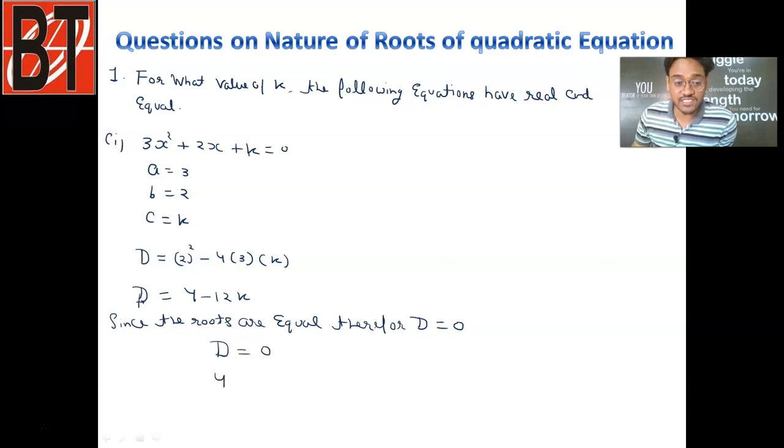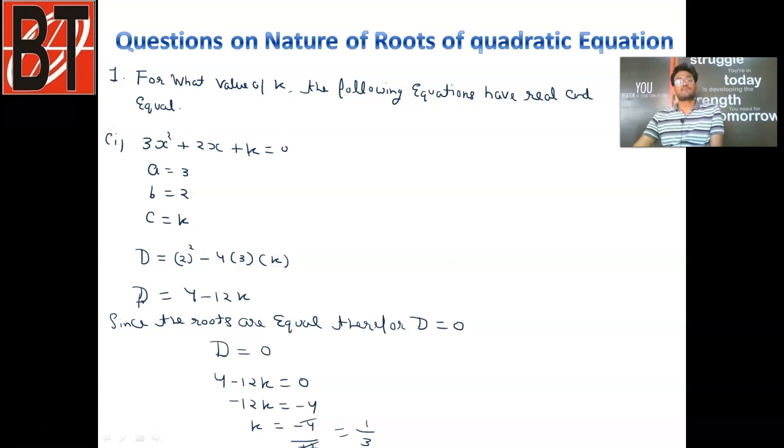Okay, if d is 0, that means 4 minus 12k, this expression is equal to 0. No problem, students. And from here I can write minus 12k is equal to minus 4, and the value of k is nothing but minus 4 upon minus 12. Students, after simplifying, you will get the value of k is nothing but plus 1 upon 3. Okay, so the required answer is 1 upon 3. Clear, students? So yes, we will write the value of k is 1 upon 3, and that's your answer.